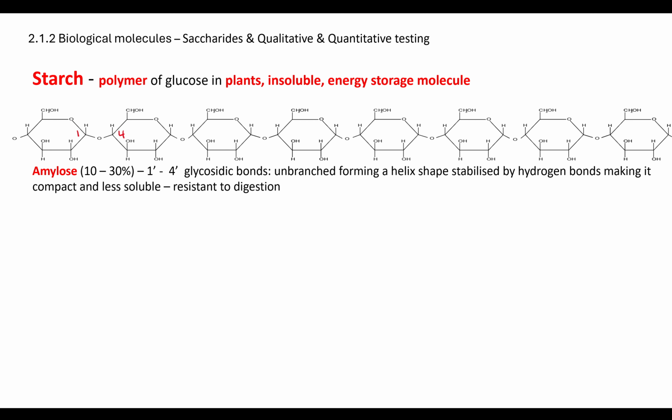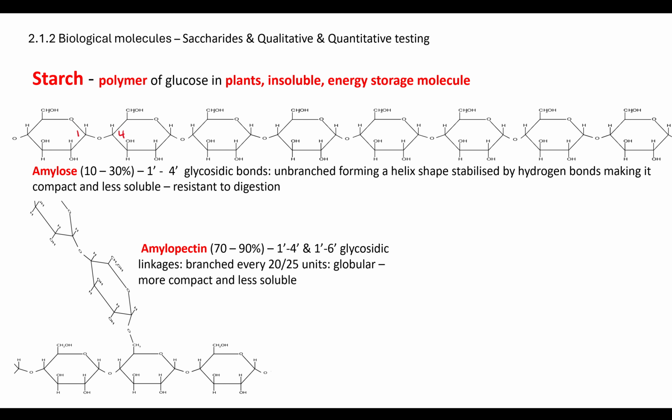So starch is a form where you have your amylose, which is about 10 to 30% of the starch that's present, made up of this amylose, 1 to 4 glycosidic bonds, an unbranched molecule which is helix shaped and compacted together. The rest of the starch molecule is actually in the form of amylopectin. So 70 to 90% of starch is found to be amylopectin.